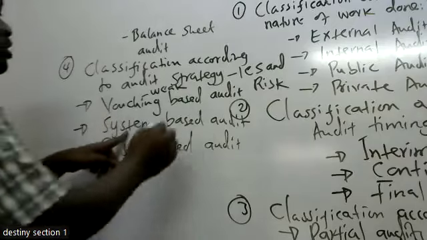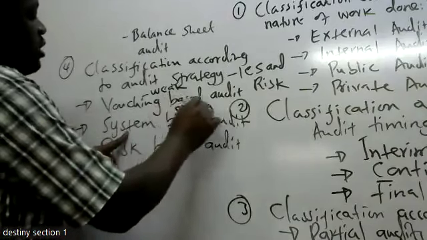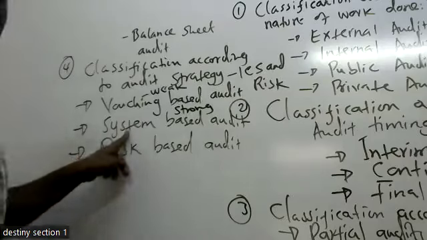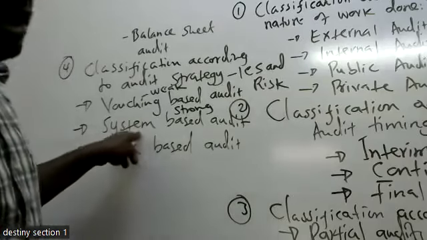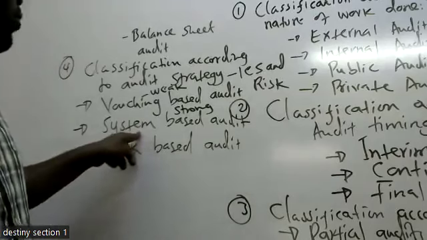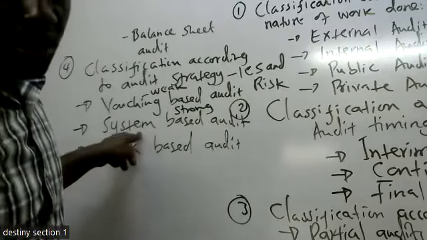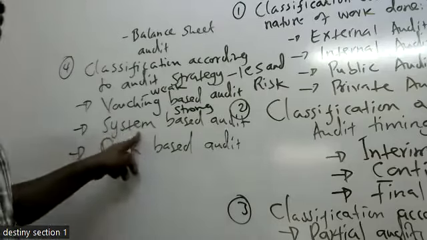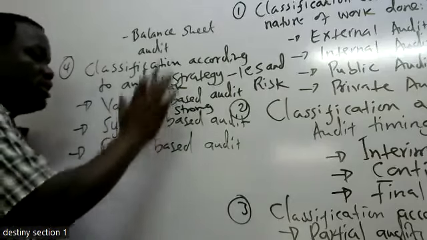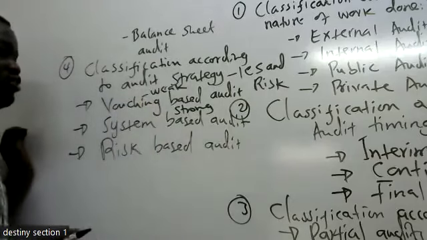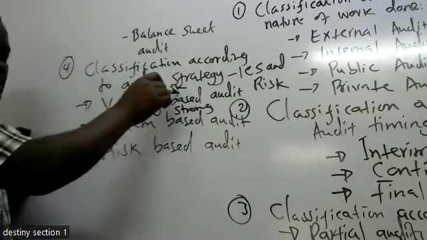Then the system-based is when the system is very strong. When the ICS is very strong, it is effective in terms of detecting errors and fraud, and having them detected in proper time, the auditor shall place reliance on such a system as a basis of conducting an audit. In that case, the auditor shall go for the system-based auditor strategy.